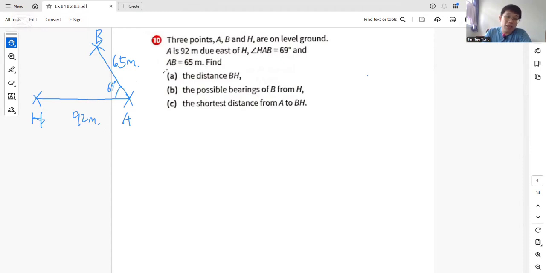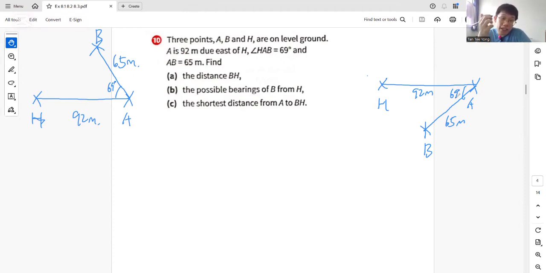So there's another way of doing it. Same thing, H is over here and A is over here, 92 meters. So instead of going up, B can actually be down, below H and A. It could be something like that. So B could be here, this is 92 meters, and this is 65 meters, and angle HAB is 69 degrees. So there are two possible ways you can draw it.